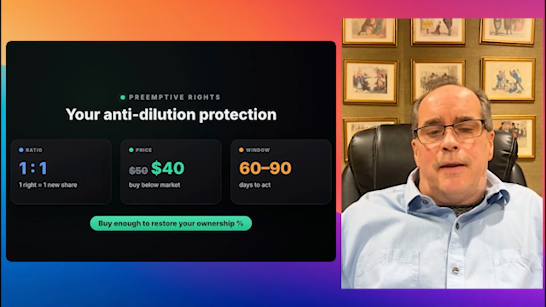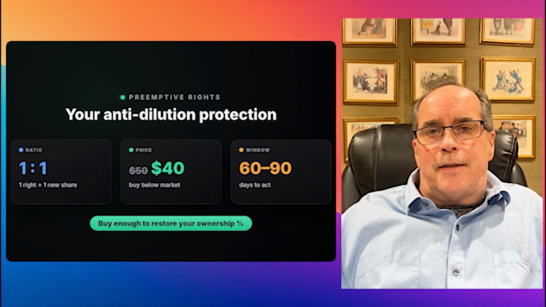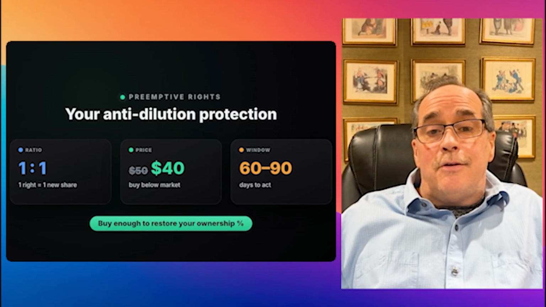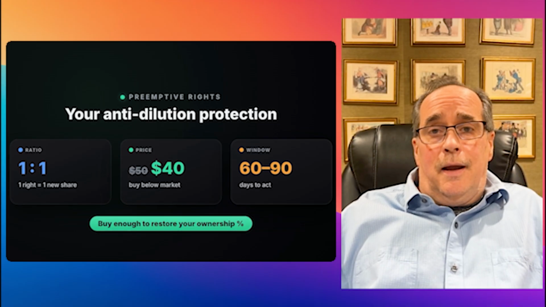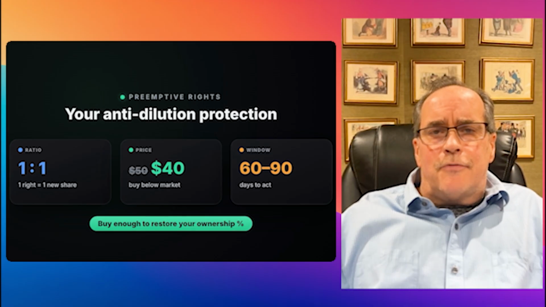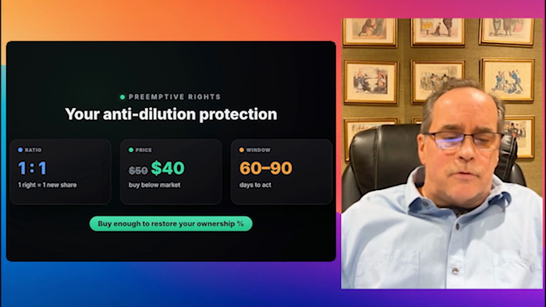So in this case, if you had 50,000 shares, you get 50,000 rights. You have the opportunity to buy 50,000 new shares. And here's the good news. It's at a discount. If the stock was trading at $50, you're allowed to go and buy it at $40. So it's free money. It's free money, yo. And that's why these things are so valuable.